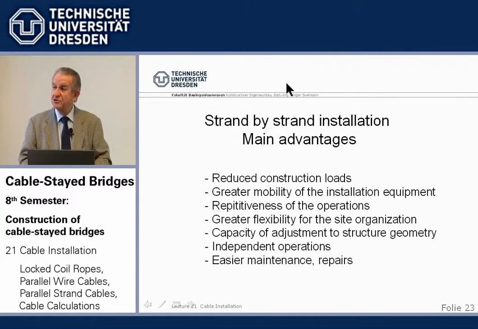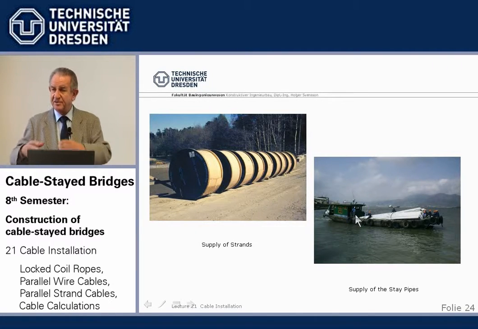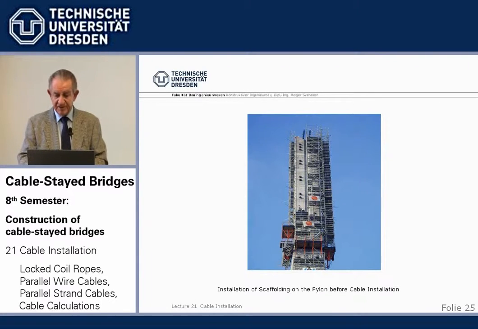If we have corrosion, we do not need to replace the complete cable. We can replace individual strands. How much that really comes true in 20 years on site, I'm not sure, but theoretically it's possible. So, the strands are supplied just by themselves on reels. The PE pipes around are also brought separately to site. There's a scaffolding, of course, to be built around the tower for installation work.